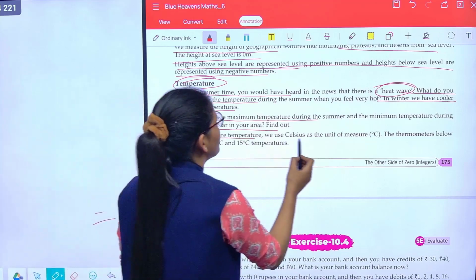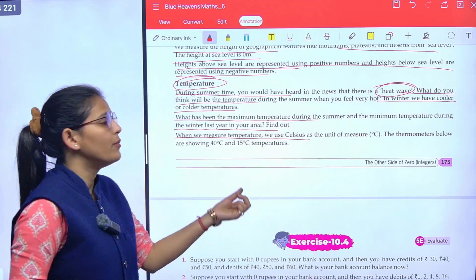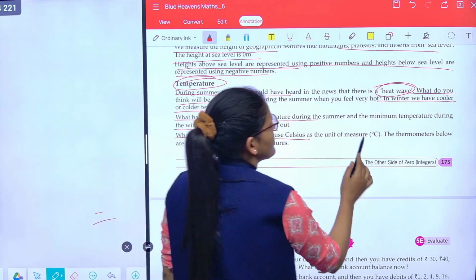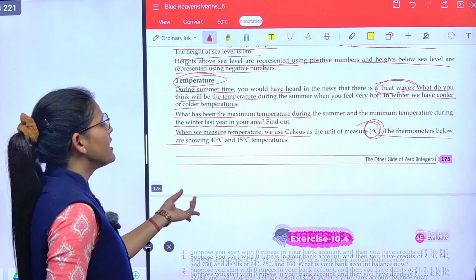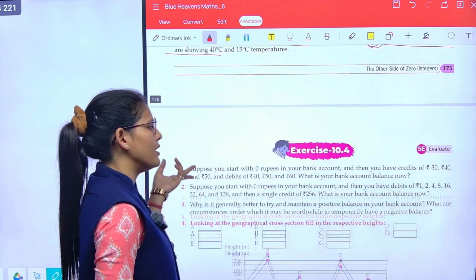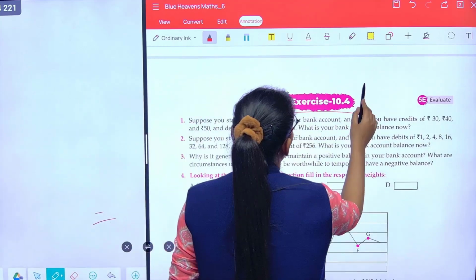When you measure temperature, we use Celsius as the unit of measurement. What do we use? Degree Celsius. The thermometers below are showing 40 degree Celsius and 15 degree Celsius temperature. Come on, exercise 10.4.